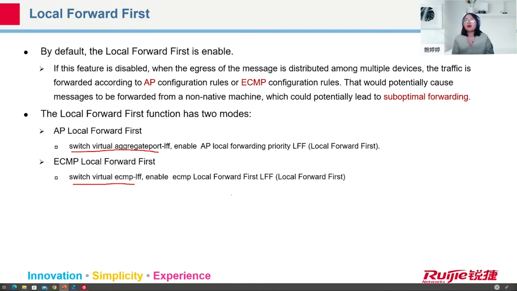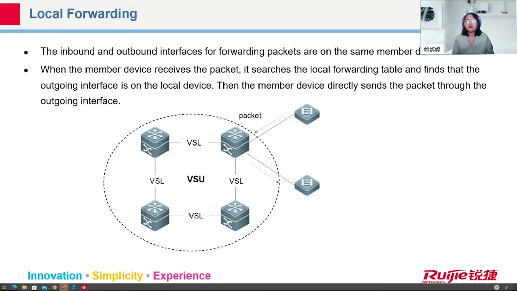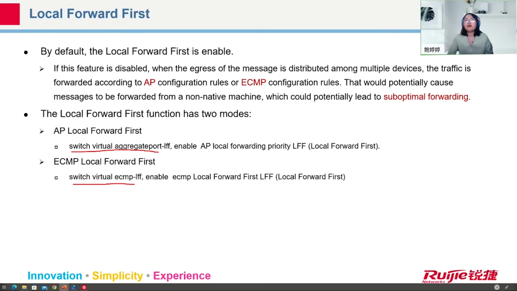ECMP means, for example, there is a ring, and how do we go to the left switch? We have 2 paths, and these paths have the same cost. So this link we can call ECMP. And if we have an aggregate port on the devices, we hope, for example, your aggregate port can forward the local traffic first. So we have 2 different models.